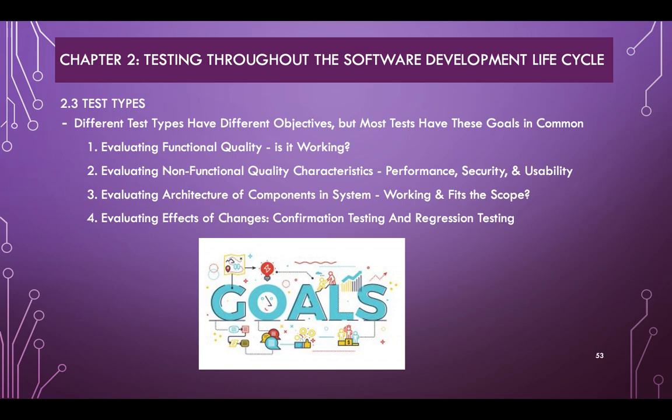3. Evaluating architecture of components in the system to see if they work and if they fit together in the scope. Here, the components should all be tested to make sure that they work, fit the workflow properly, and fit the scope of the project properly. Sometimes a review of the requirements is needed for this. 4. Evaluating effects of changes, which is the focus of confirmation and regression testing. We will talk about confirmation and regression testing more throughout the semester.